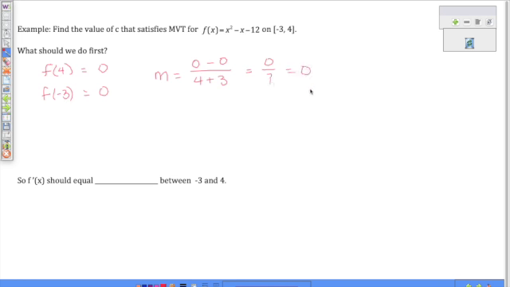Okay, so I want the derivative to equal 0 at some point between -3 and 4. And that makes sense. This is a parabola. It's going to have a minimum, and we're looking for where the minimum occurs, actually. So it's not always going to be 0. It could be any number in the world. So let's figure out where is that point where the instantaneous rate of change, or the derivative, is equal to 0. All right, well, we can do that.